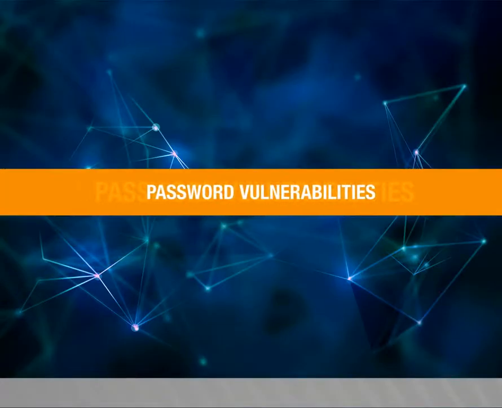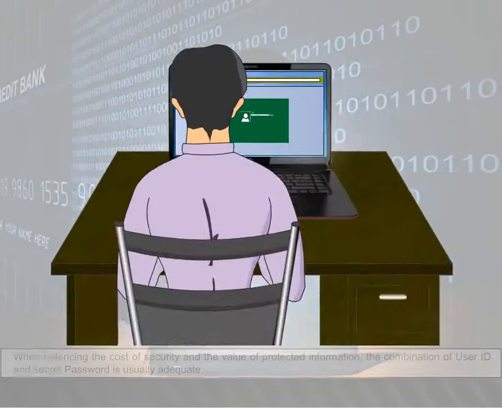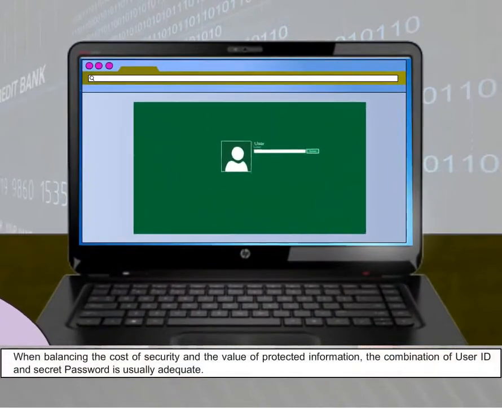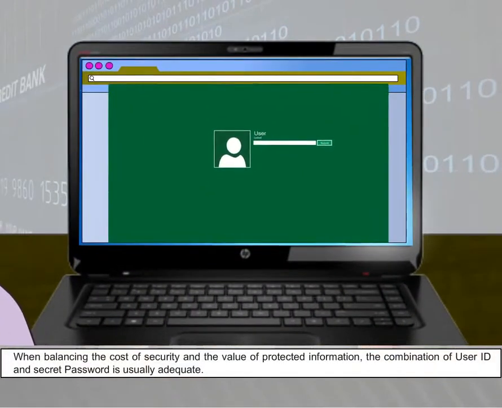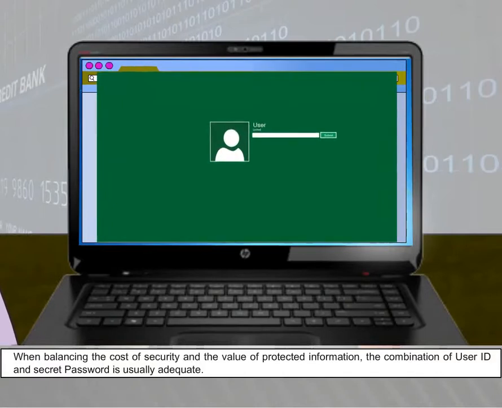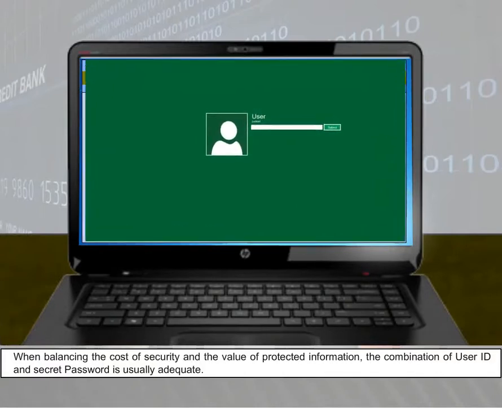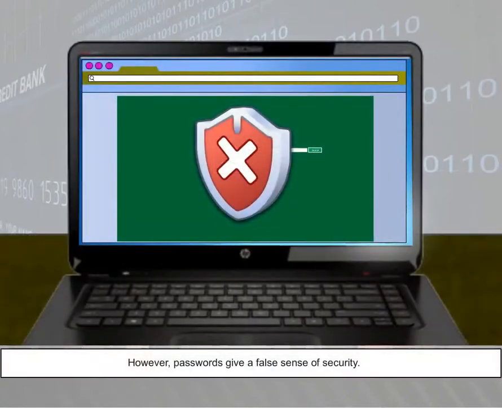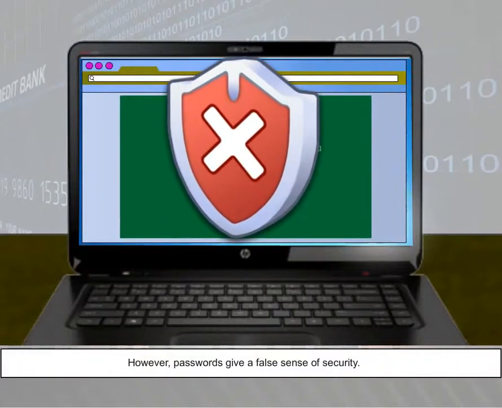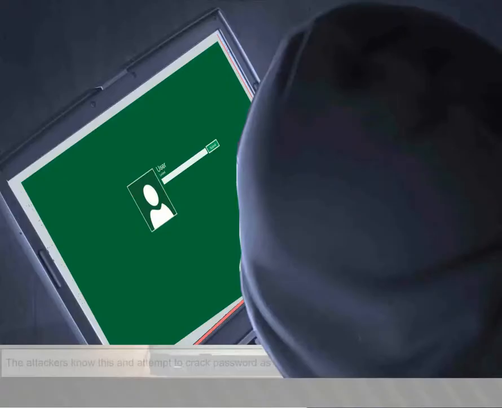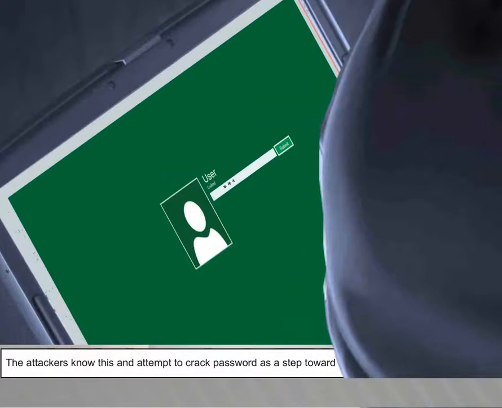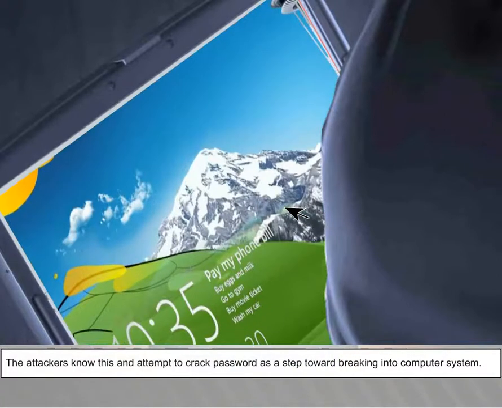Password vulnerabilities. Now we are going to see about what is password vulnerability. When balancing the cost of security and the value of protected information, the combination of user ID and secret password is usually adequate. However, passwords give a false sense of security. The attackers know this and attempt to crack passwords as a step toward breaking into computer systems.